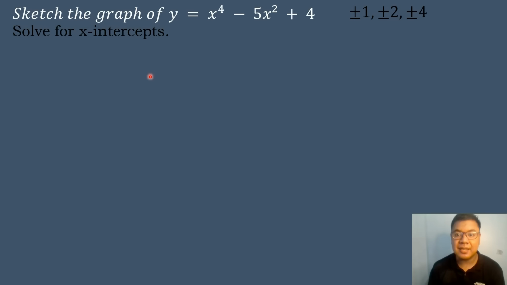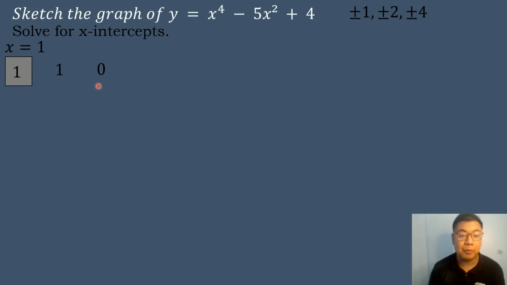Then we will test it using synthetic division. So let's try using positive 1. We will write positive 1 here, and we will get the numerical coefficient of each term of the polynomial function. So the numerical coefficient of x to the fourth power is 1. The numerical coefficient of the cubic term is equal to 0 because it is missing in the equation.